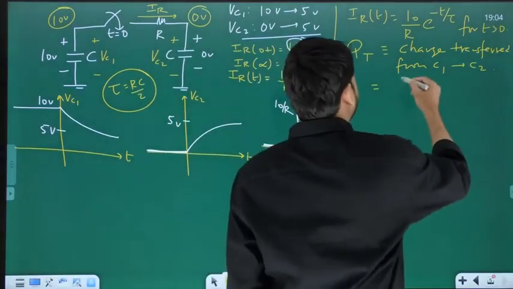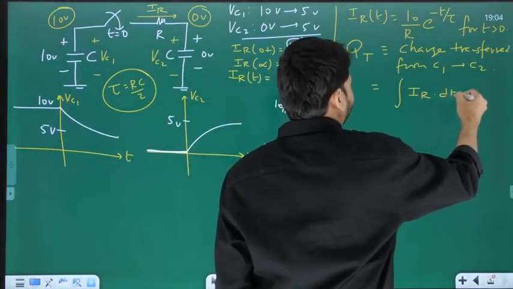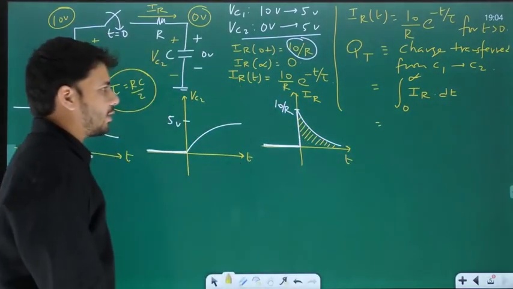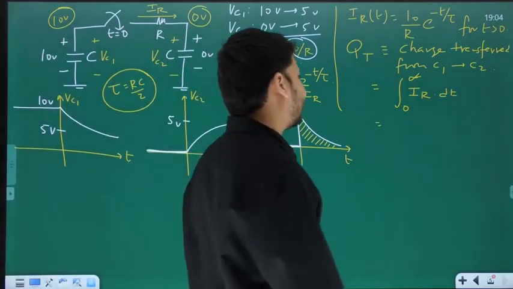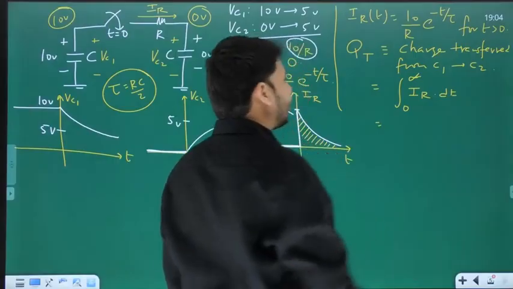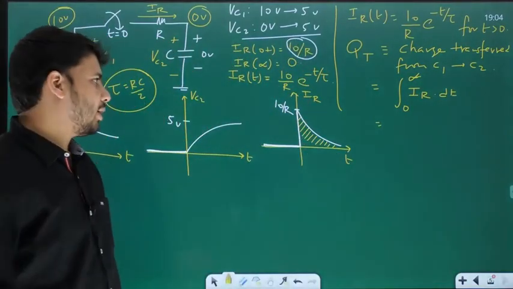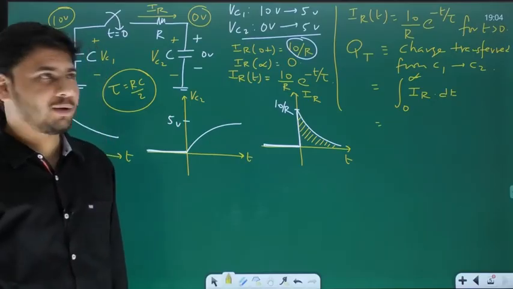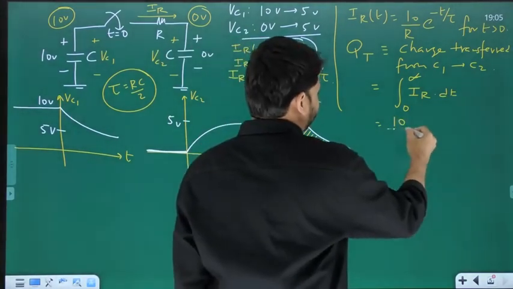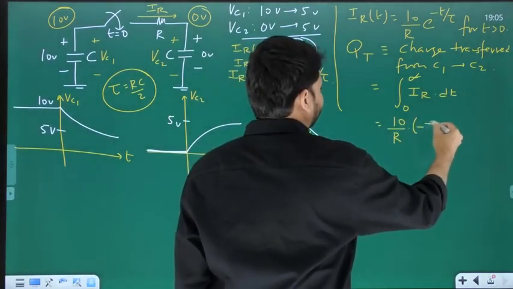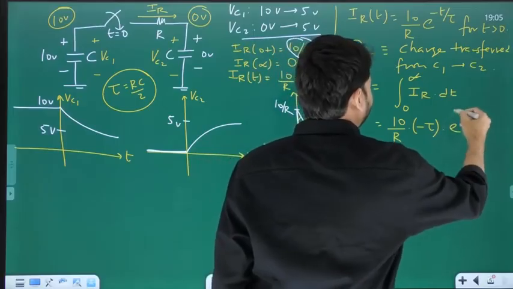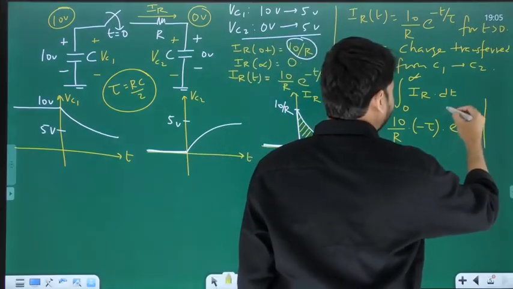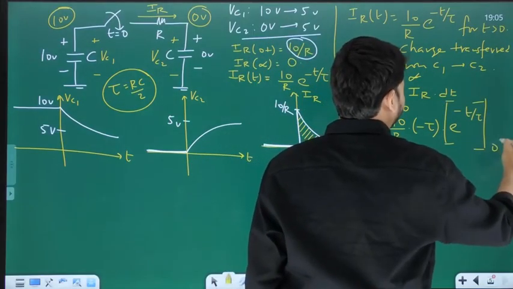Okay, so integral IR dt from 0 to infinity. Already we know IR as a function of time. It is 10 by R times e power minus t by tau. So what is integral e power minus t by tau dt? I think it will be minus tau times e power minus t by tau. So 10 by R times minus tau times e power minus t by tau, and then you have to plug in the limits.